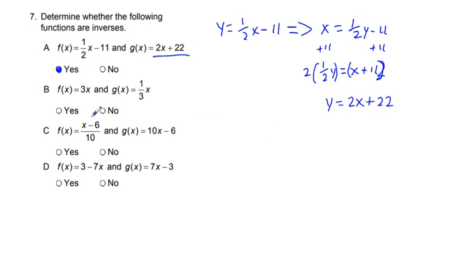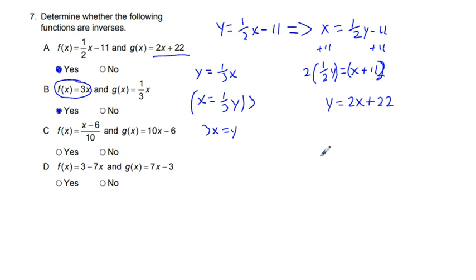Okay, next, B. I'm going to work it just down this column here. We'll take this g of x and see if we take the inverse of f of x. So we have y equals 1/3 x, switch x and y, x equals 1/3 y, multiply by 3, we get 3x is equal to y, which is what this is over here. And so that is a correct inverse function.